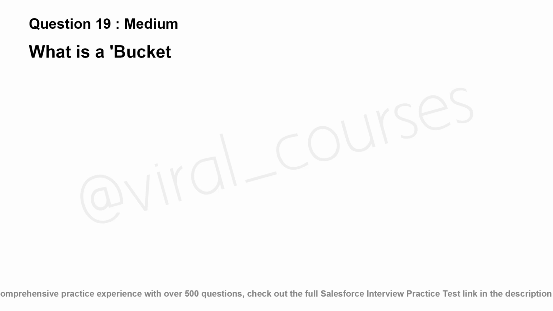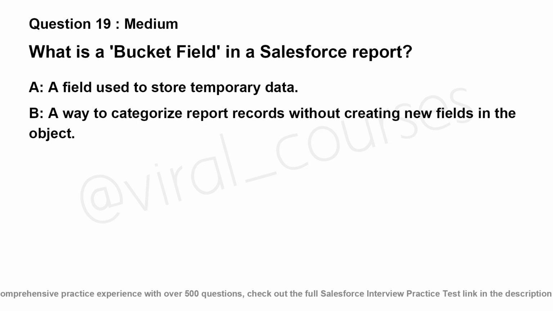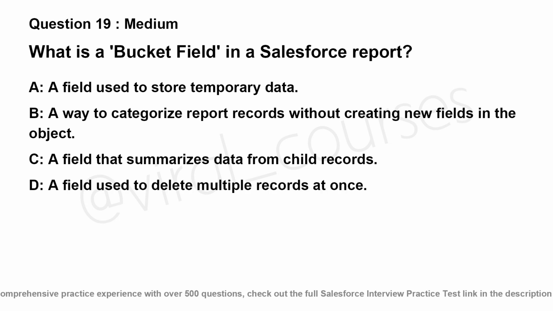What is a bucket field in a Salesforce report? Option A. A field used to store temporary data. Option B. A way to categorize report records without creating new fields in the object. Option C. A field that summarizes data from child records. Option D. A field used to delete multiple records at once.